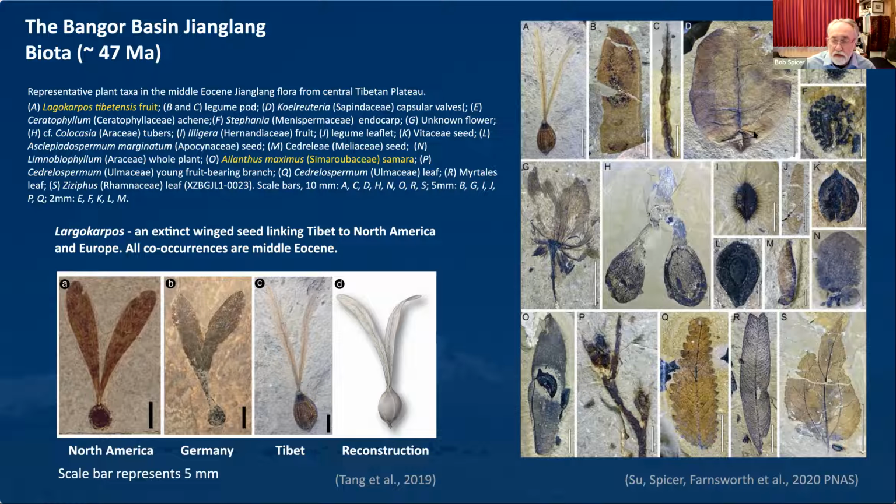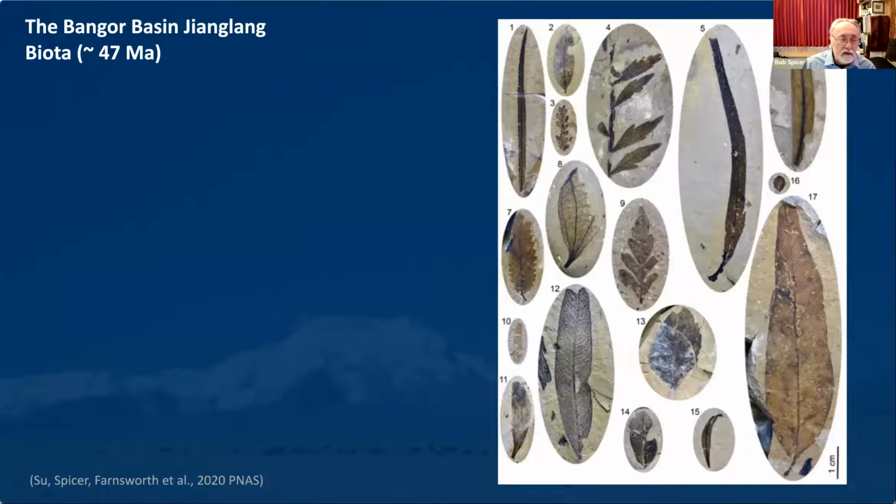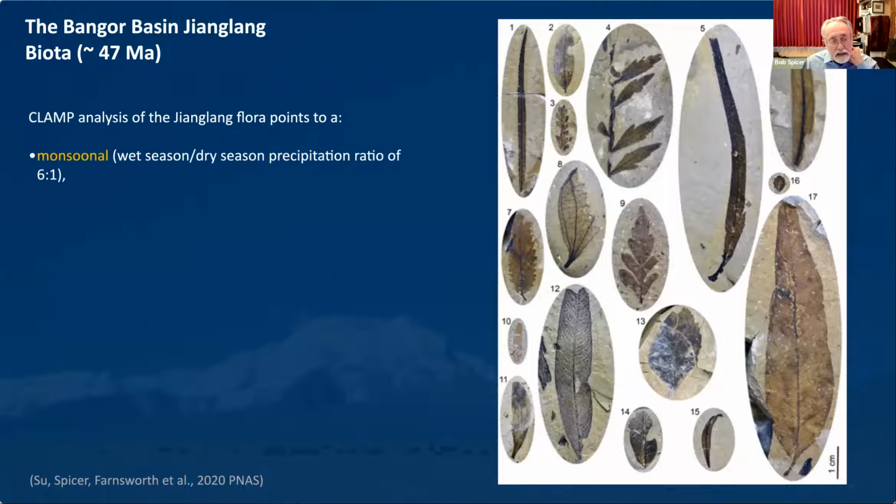But along with that, we've got other seeds, we've got flowers, we have plenty of leaves, etc. And when we look at the leaves and we apply CLAMP, what we get is a monsoon signature. The wet season was 6 times wetter than the dry season, which is a typical monsoon signature. The climate was subtropical with a mean annual temperature of around 19, with a cold month mean temperature of 7 plus or minus 3.5 degrees C. So the occasional frost was probably possible, but not enough to substantially cause problems to the vegetation.